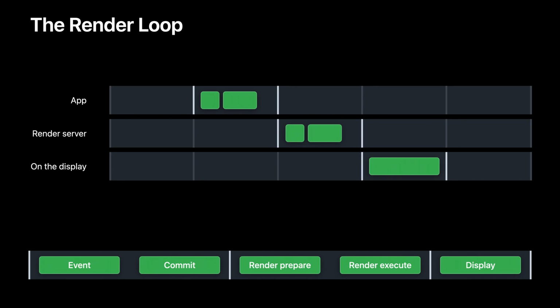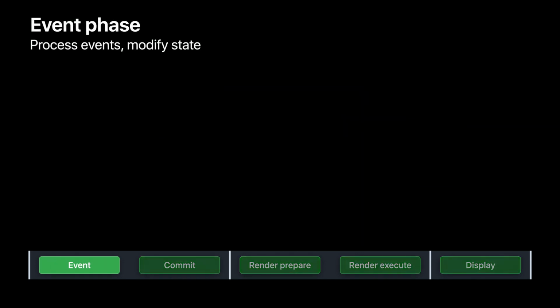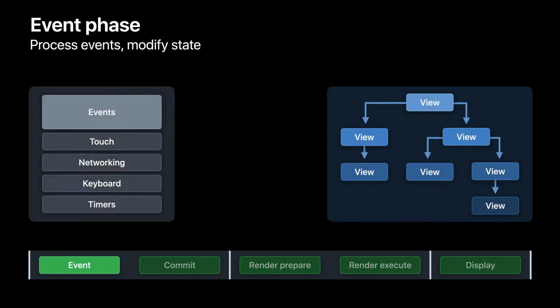To understand this a little further, let's look at an example. In this example, we're going to follow this frame through the render loop to see each phase along the way. First is the event phase, where the app will receive events. These events are things like touches, networking callbacks, keyboard presses, and timers. The app can respond to these events in any way by altering its layer hierarchy. For example, the app can change the background color of a layer, or even change a layer size and position.